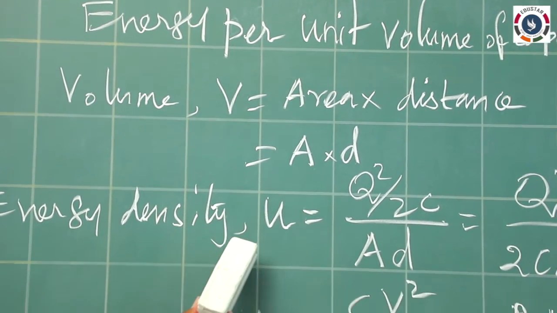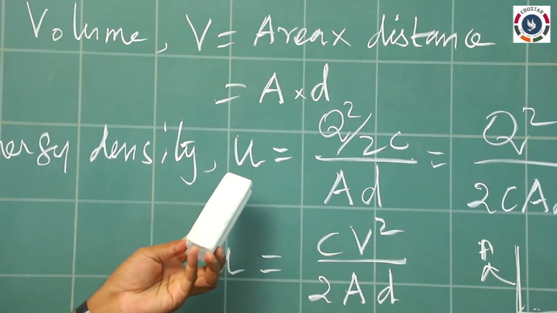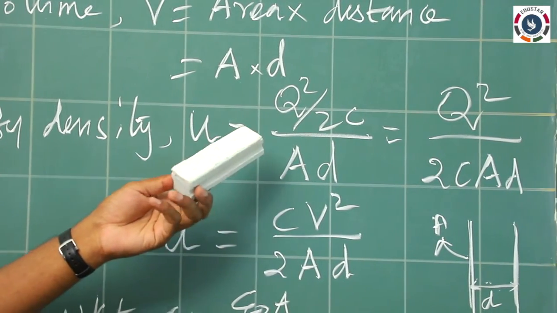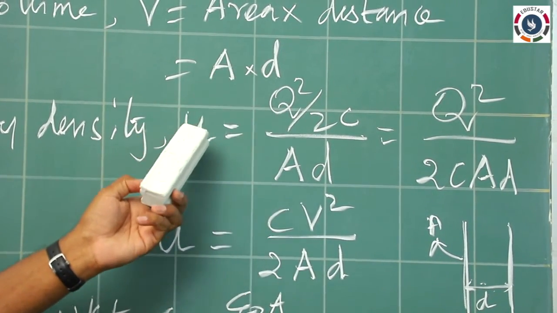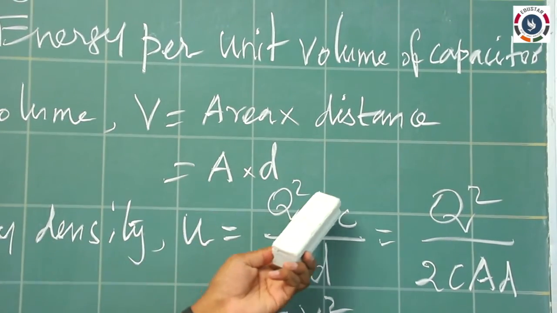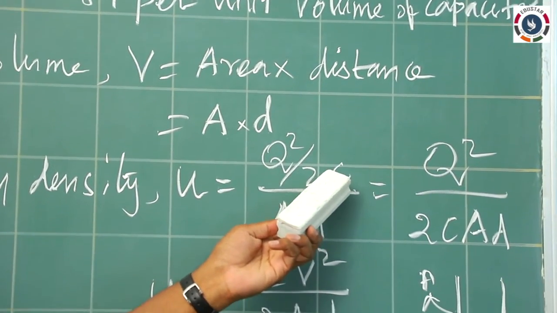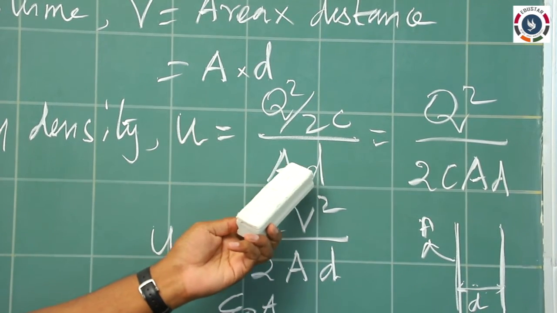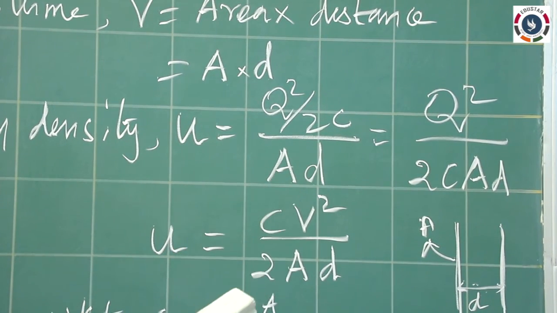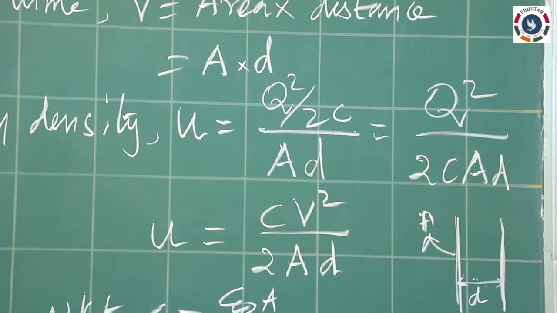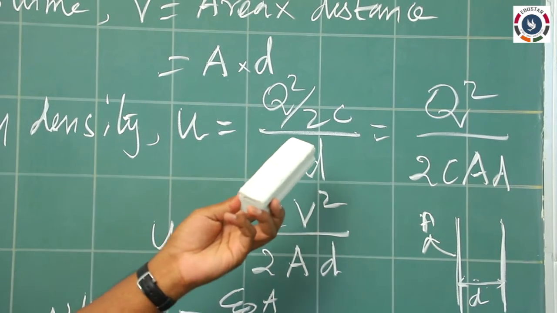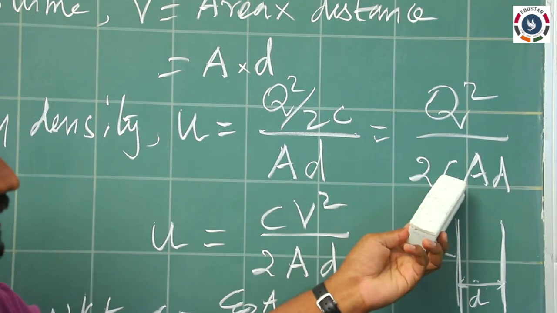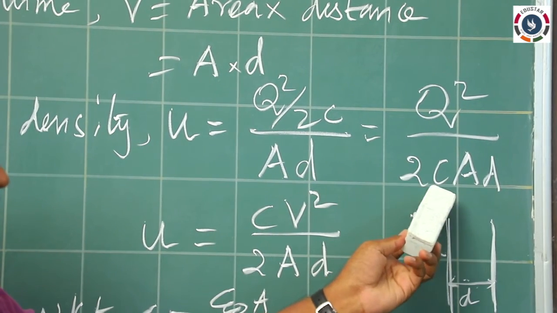Energy density can be written as small u. Energy of the capacitor is capital U, and here energy density is small u. It can be written as energy per unit volume. Energy is taken as Q squared by 2C, which we obtained in the previous session, and unit volume is AD. So, Q squared by 2C is put in the numerator, and the denominator is 2C into AD.